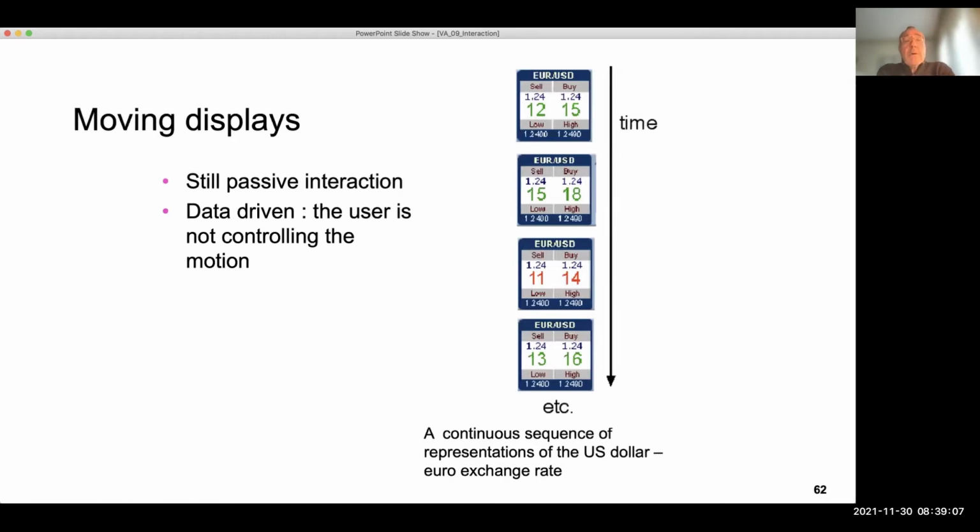And you can have not only a static display or a display that you produced by your interaction, you can have a moving display. You stay passive, but the information is continuously updated. For instance, here we have a time sequence of the rate change between euro and dollars that is continuously changing, and you can observe that, and it is data driven. You are not controlling the motion of the information.